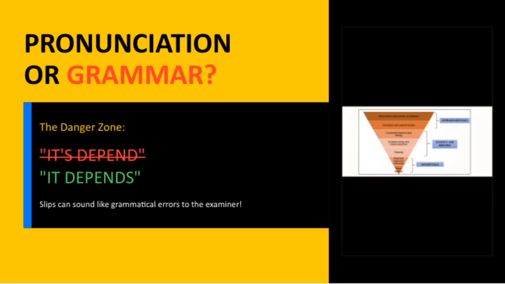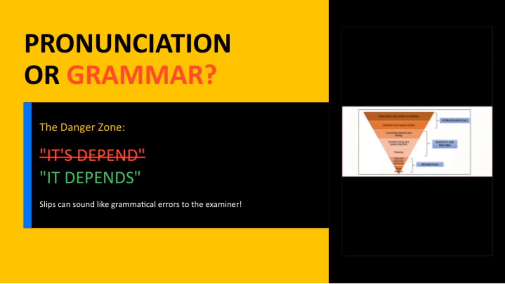Now, this slide highlights a common trap that many language learners fall into, slips that can sound like grammatical errors to the examiner. For example, you've probably heard someone say, "It's depend," instead of "it depends," or even mistakenly say, "it depends," when you actually mean something else. The key point here is that pronunciation mistakes, especially with words like depends, can easily be misunderstood. This is where the danger zone really is.